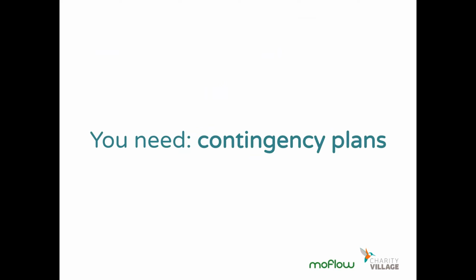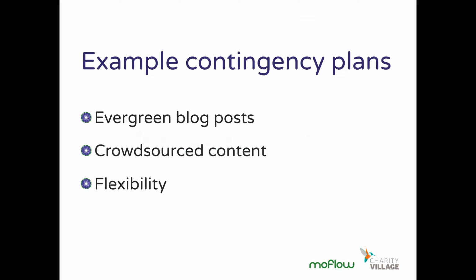There are different things you're going to be able to do internally, but here are some contingency plans that I really like to have available to me. One of those, and this can work for any blogger, is evergreen blog posts. So have a lineup of evergreen blog posts that are ready to be deployed if a submission comes in too late to publish or it falls through altogether.